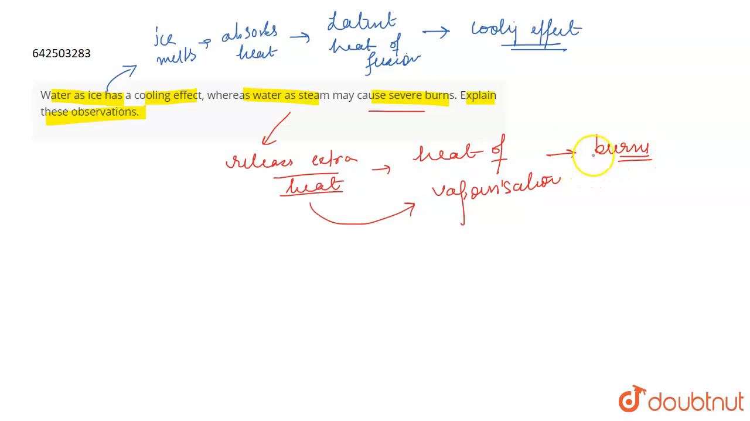And therefore it causes burns. So due to the latent heat of fusion, there is a cooling effect. Due to the heat of vaporization, there is a burning effect. So this is the correct answer for the question.